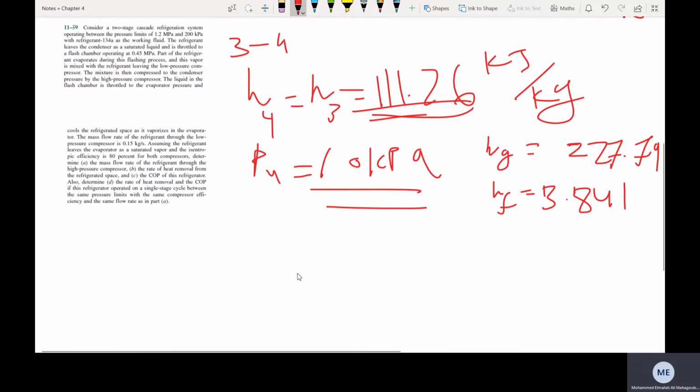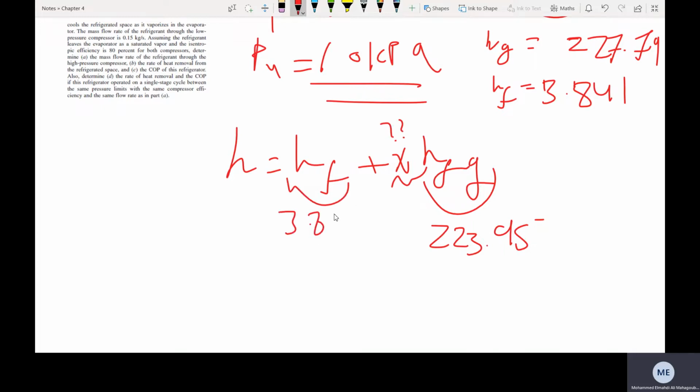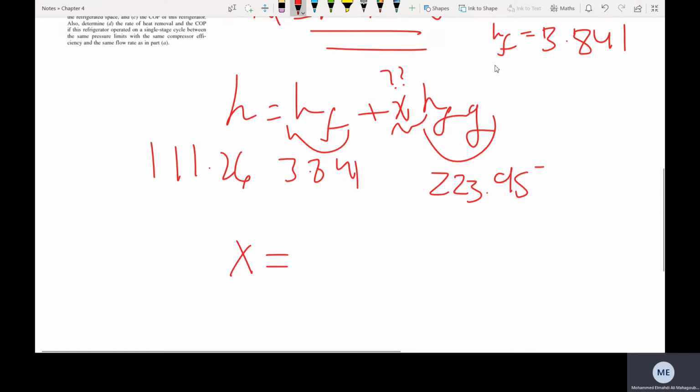So how to find the x? I have the equation that tells me that h is equal to hf plus x hfg. Apply this equation and you'll get your x. So hfg is hg minus hf, or you can use the direct entry from the table. Let me give you the direct entry from the table. It is 223.95. Your x is the unknown, you need to find it, and the hf is 3.841. And here we have 111.26, yeah? So what is our x? Use the calculator.